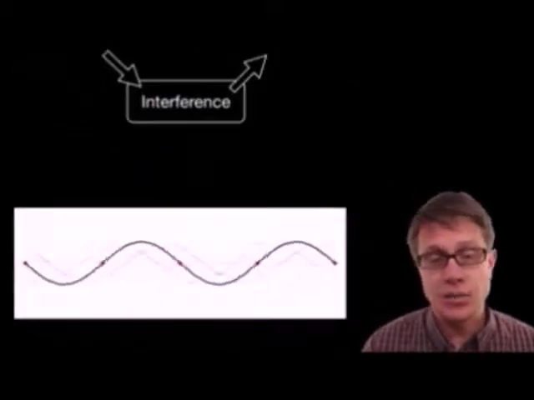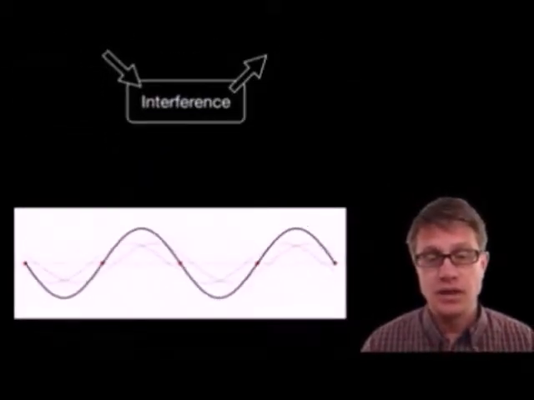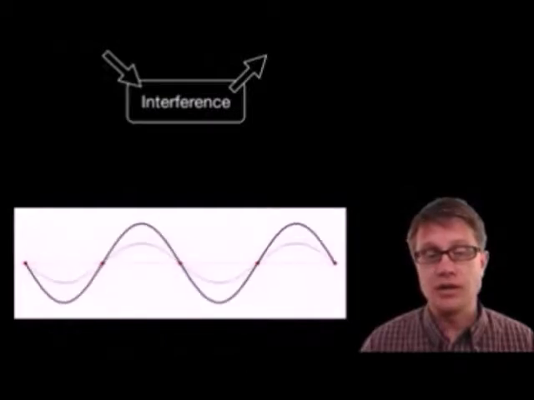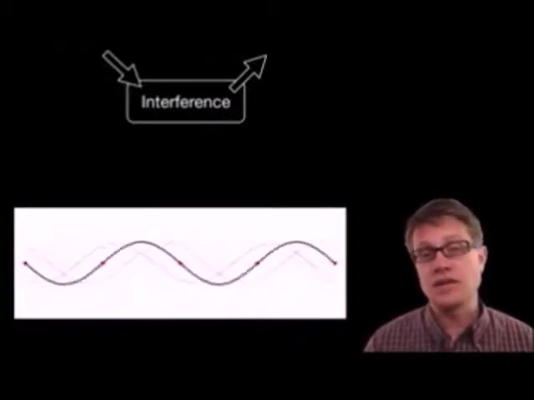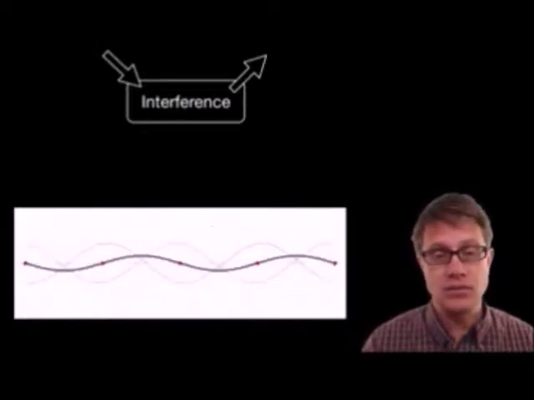If we look at this animation, the dark wave is the standing wave, but in the background you can see the blue and the red waves that are bouncing back and forth and back and forth, and it's the summation of them that creates the standing wave.